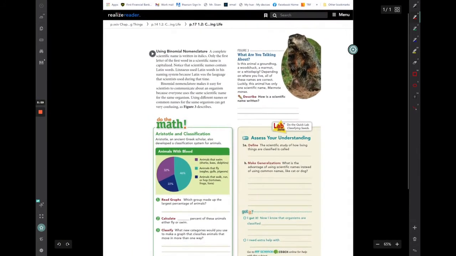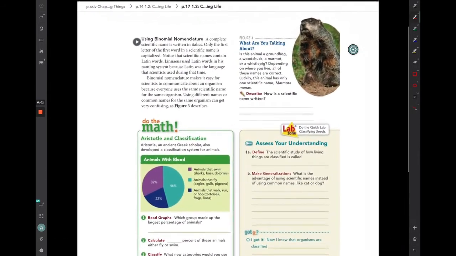So when we use binomial nomenclature, there's a very specific way that you write the scientific name. First of all, the complete scientific name is written in italics. So the scientific name will be italicized. Only the first letter of the first word is capitalized. So both genus and species will be in italics. The genus name will be capitalized, but the species name will be in lowercase.